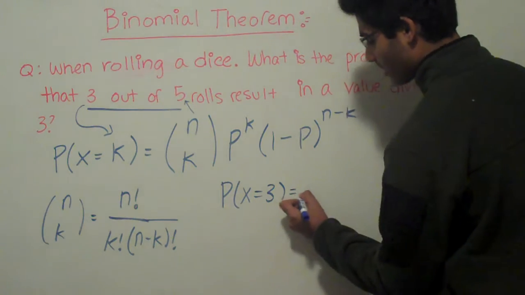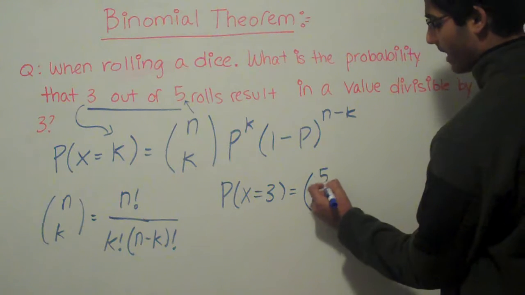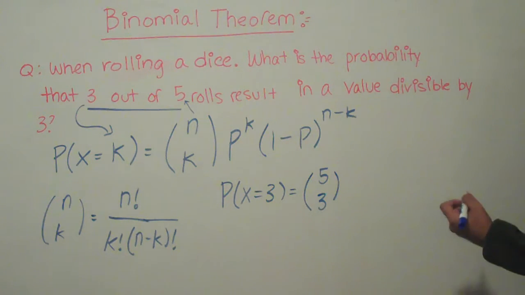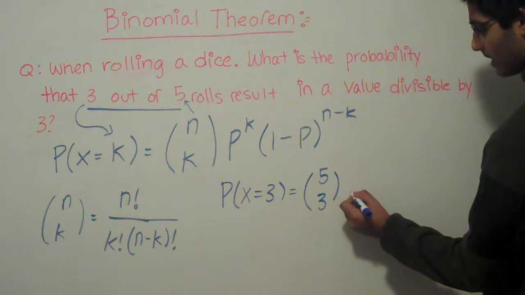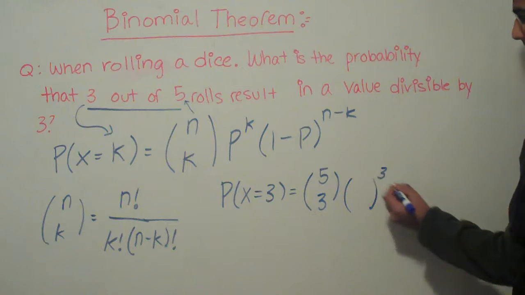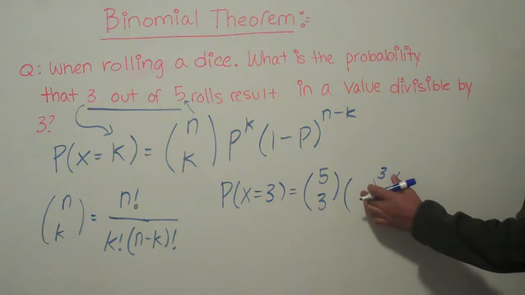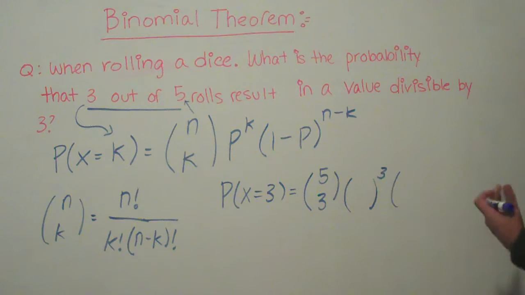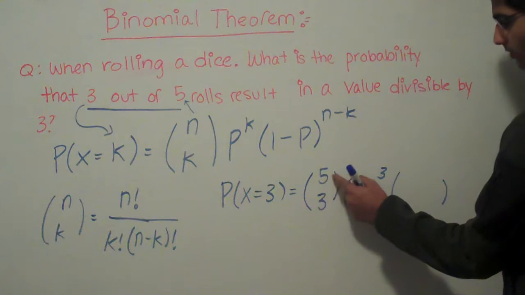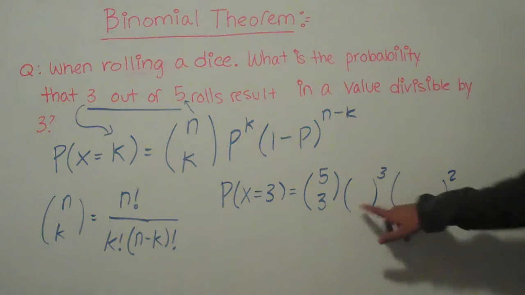And so let's do this. We have the total number of trials, or n, which is 5, choose 3, which is k, multiplied by p, we don't know that yet, to the kth power, so the 3rd power, multiplied by 1 minus this probability of a success, we don't know that yet, to the n minus k, or 5 minus 3, which is the 2nd power. So now let's figure out these probabilities.